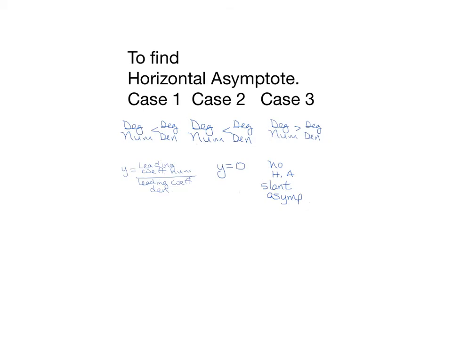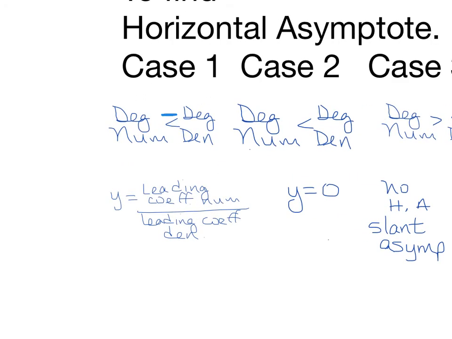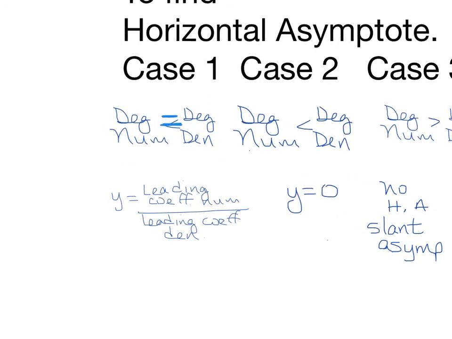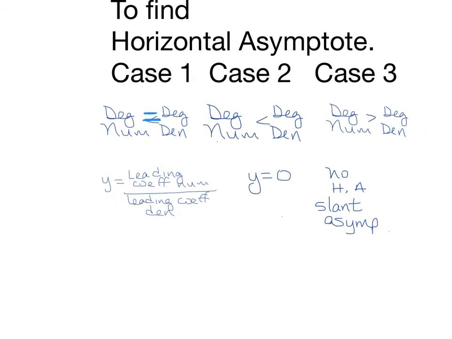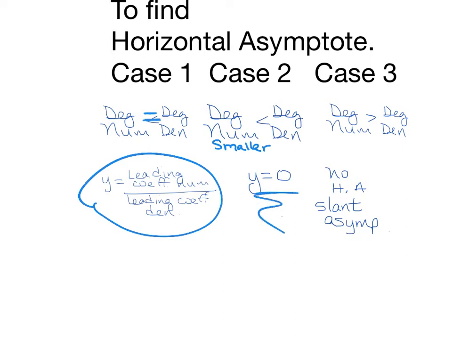So again, this is a typo here. This should be equal here. So when the degrees are equal, that's when you take the coefficients and make your equation. When the degree of the numerator is the smaller one, it's automatically y equals 0. When the degree of the numerator is bigger, that's when you do the long division. And that will give you the slant asymptote.